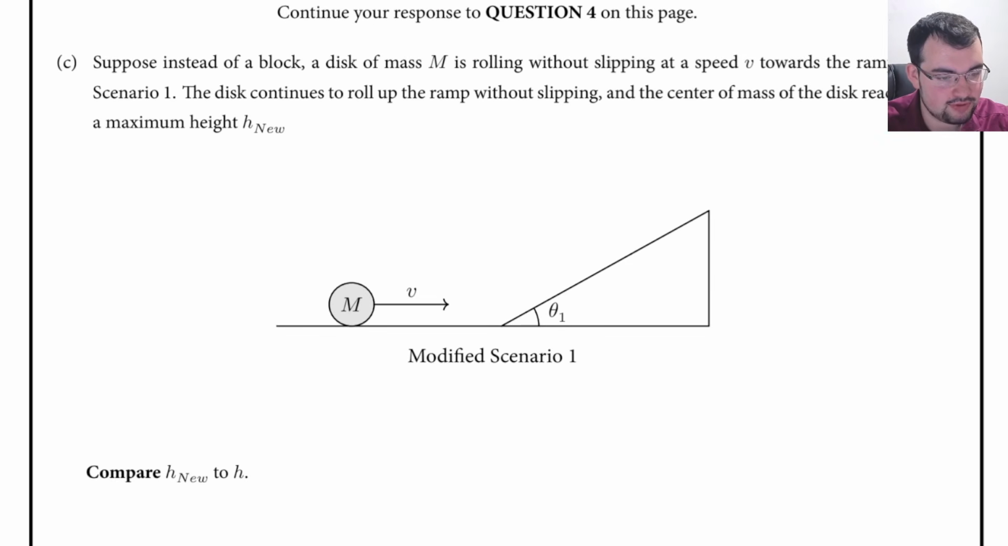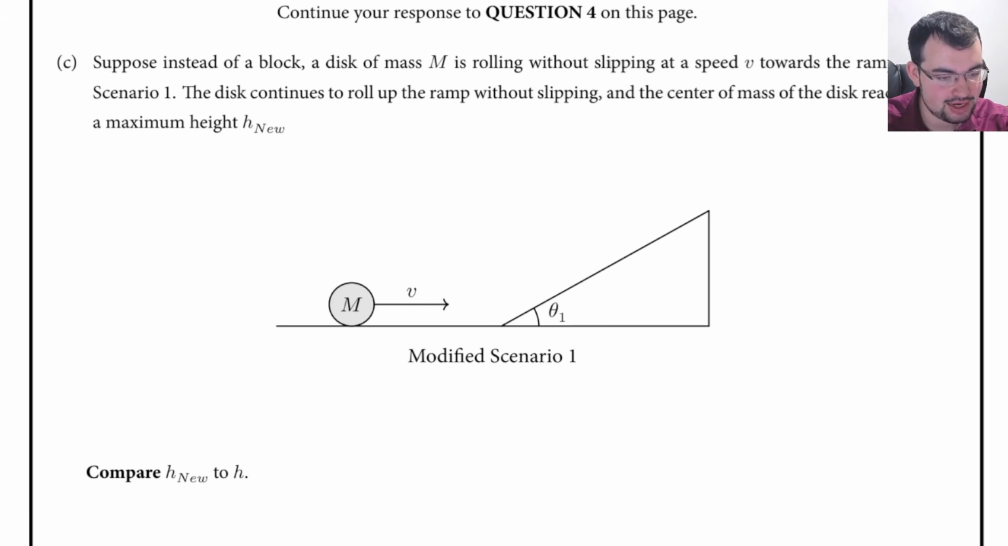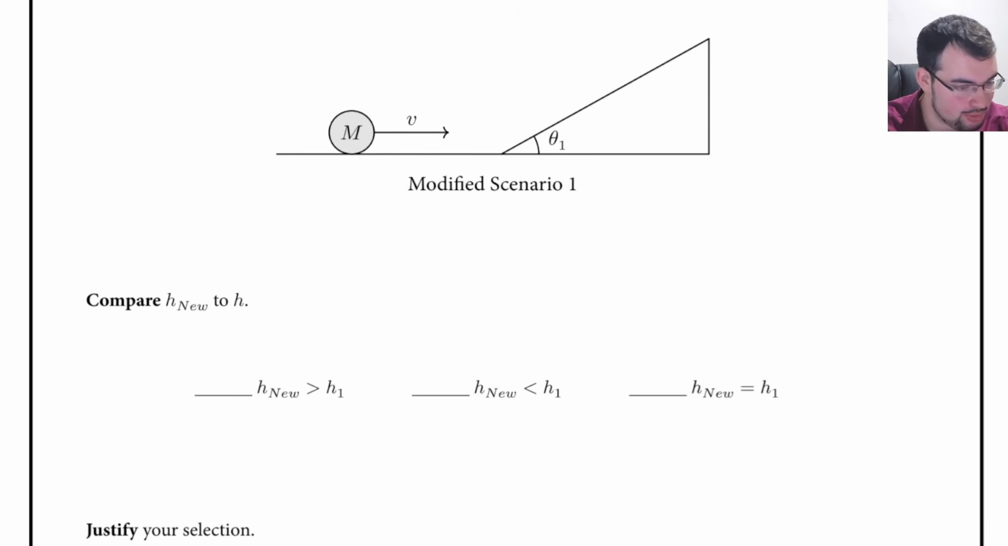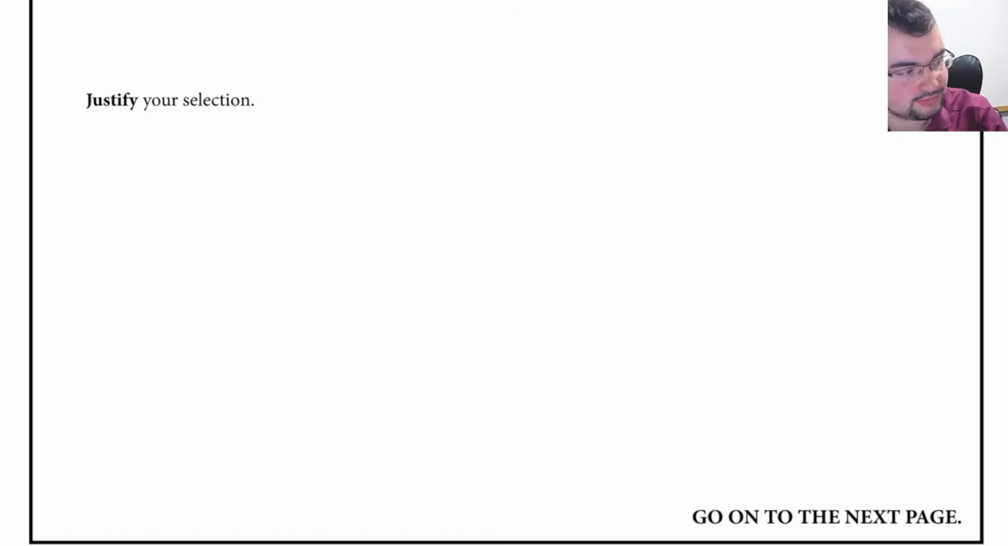All right, suppose instead of a block, we have a disc that is shot at the same speed up the same incline. Does the center of mass reach a higher height, a lower height, or the same height? I have counted like 4 ways you can justify this. So this was my intended solution, by the way. So we have a disk that's rolling without slipping. Here's my intended solution.